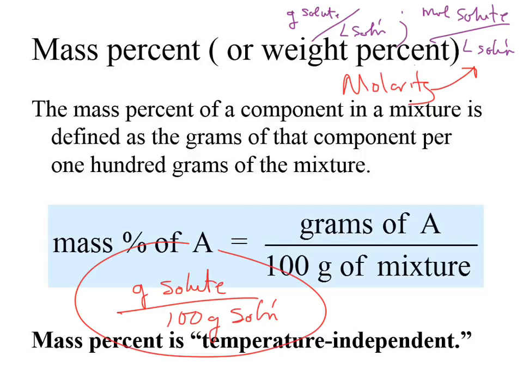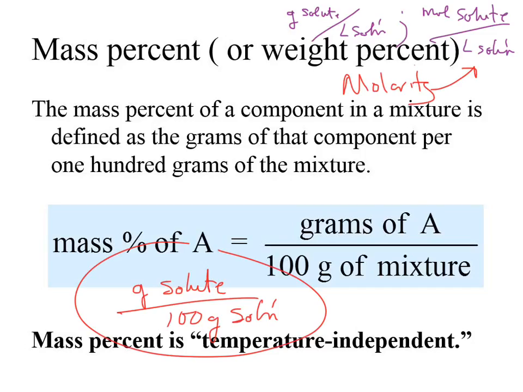Grams of solute per 100 grams of solution. How concentrated is it? Of course, I went ahead and instead of saying grams of just any sort of component, that's grams of the thing you dissolved, and instead of saying grams of mixture, I said grams of solution, right?